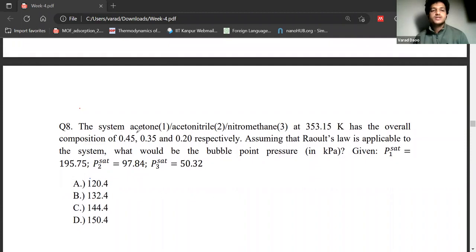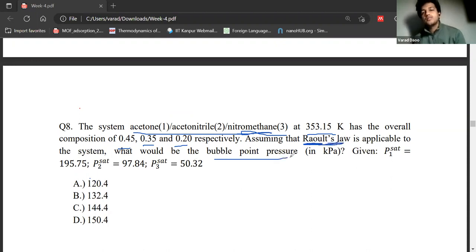So what we have? A system of acetone, acetonitrile and nitromethane. So we have a ternary mixture here. The system at 353.15 Kelvin has the overall composition of 0.45 of acetone, 0.35 acetonitrile, and 0.20 of nitromethane. If you sum it all, it should be equal to 1. Now assuming Raoult's law is applicable to the system, what would be the bubble point pressure?